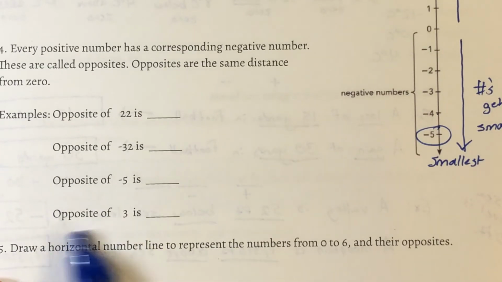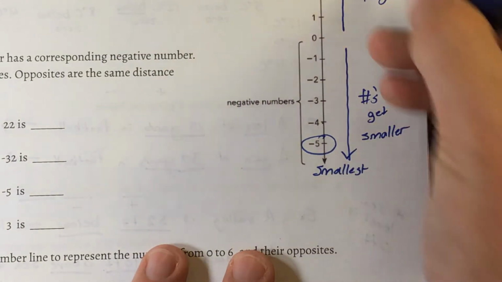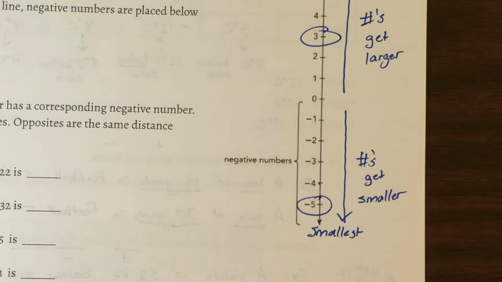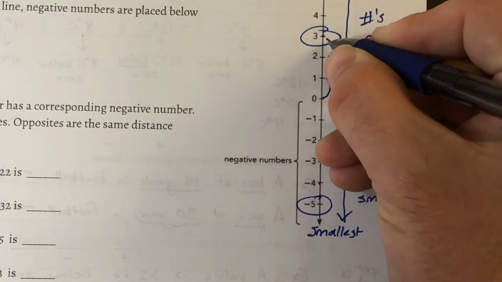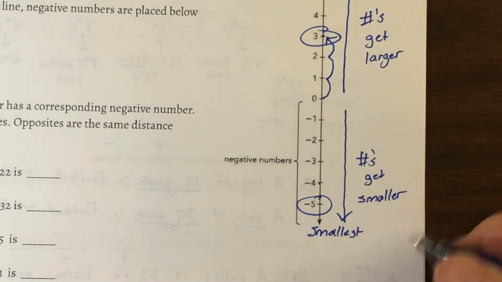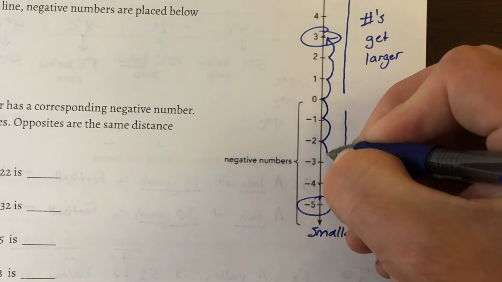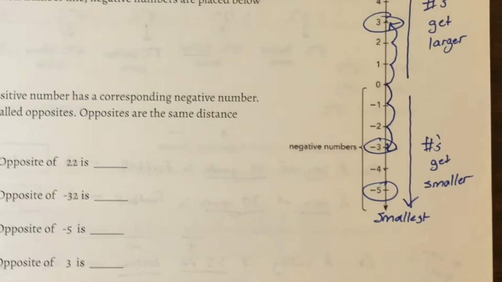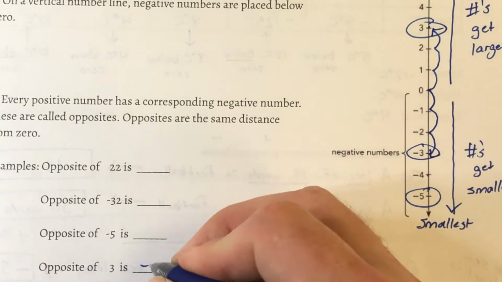So let's look at this last example here. Opposite of 3. So if I find 3 on this number line right here, this vertical one, it's right there. Well, opposites are the same distance from 0. So how far is 3 from 0? Well, it's 1, 2, 3 away. So same distance, 3 away. Let's go on the other side. 1, 2, 3. 3 away, we have negative 3. So the opposite of 3 is simply negative 3.